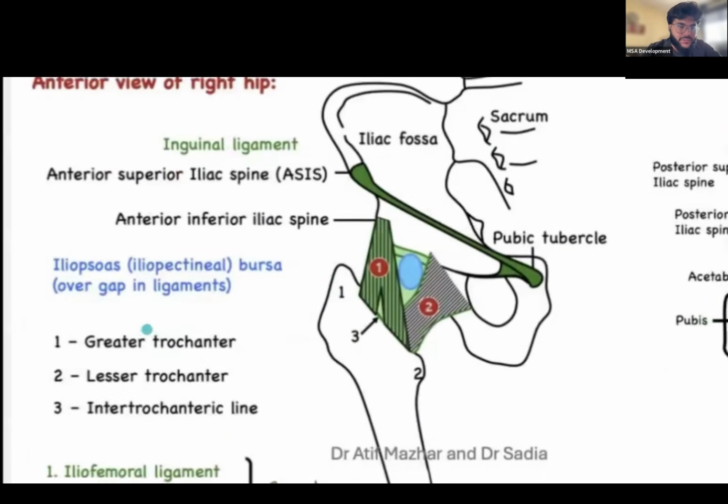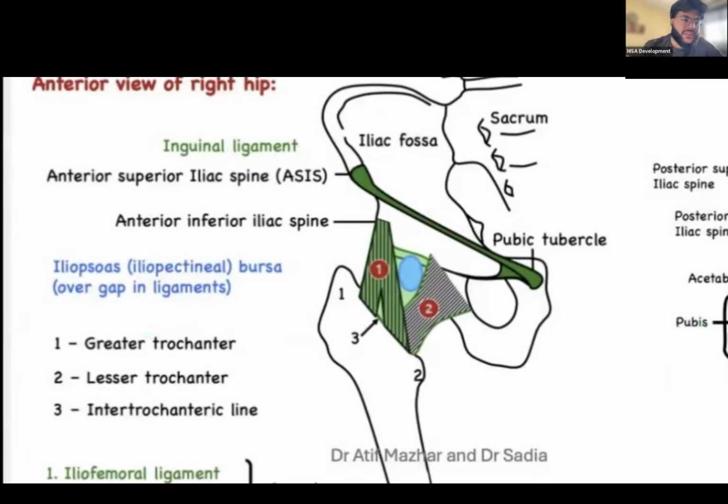I'll go through these pictures that you guys had in Dr. Atif's slides. So again, this is your sacral bone, and this is your iliac bone. Over here, you can see the greater trochanter. Since this is the anterior view, it's the intertrochanteric line between the greater and lesser trochanters.